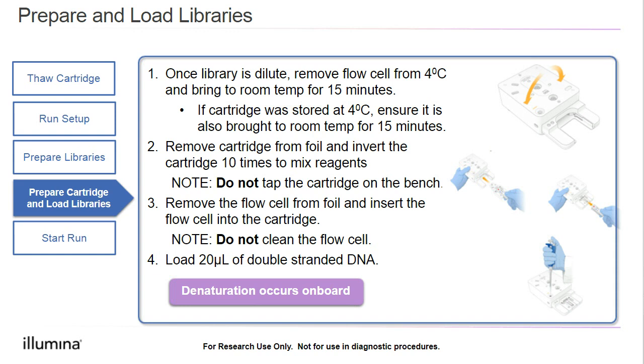We'll then remove the flow cell from the foil and insert it into the cartridge. It's also important to note here that we do not need to clean the flow cell. We will then load 20 microliters of double-stranded DNA. And I will also note that the denaturation occurs on board by default on the NextSeq 2000.